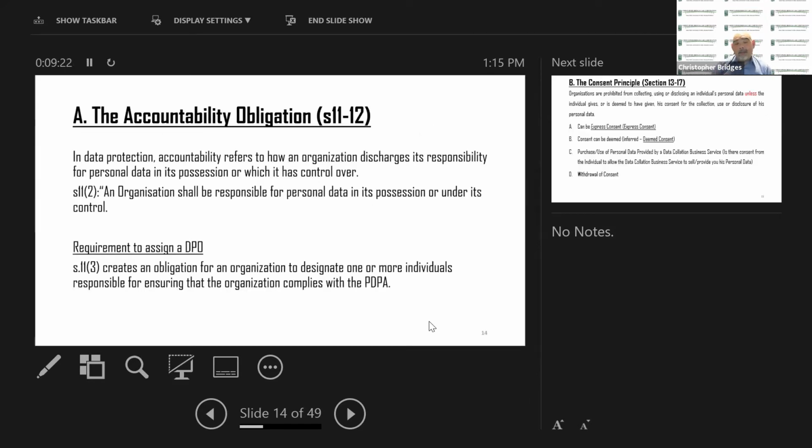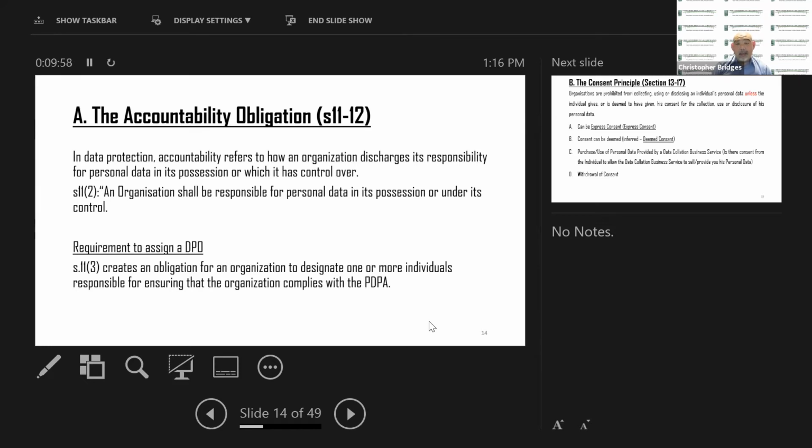So what are the various rules under the PDPA? Essentially, this is a very general overview of the various sections. If you see S11 to 12, this means sections 11 to 12 of the Act. Essentially, an organization has to be responsible for personal data in its possession or under its control. So this creates the accountability. If you have any personal data under your possession or control, there is a responsibility for you to ensure safekeeping of such data.